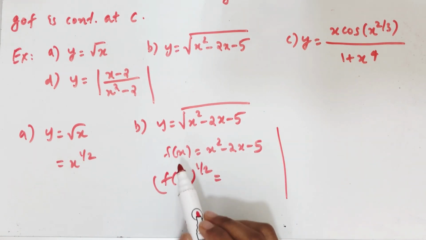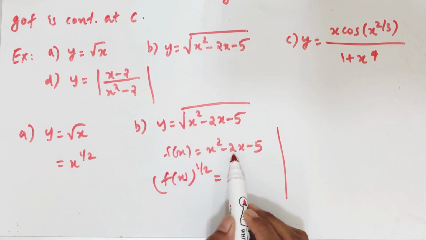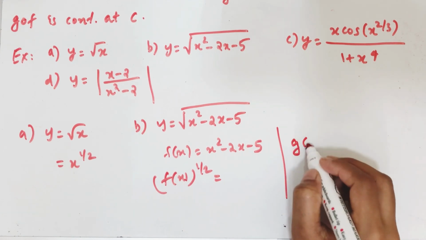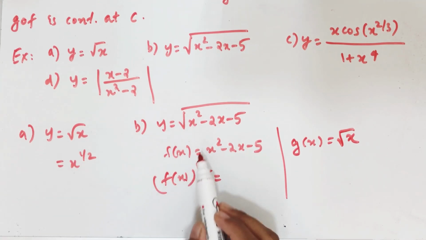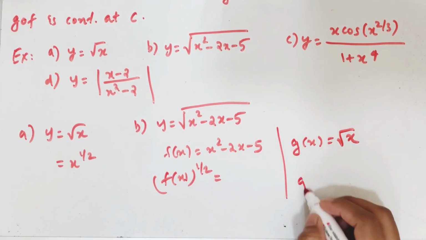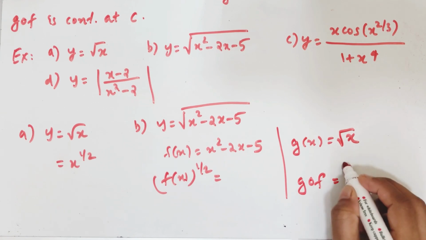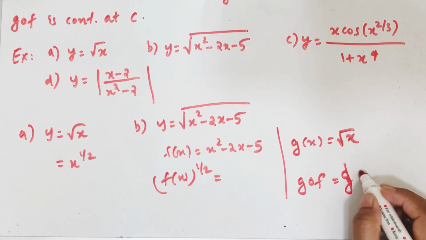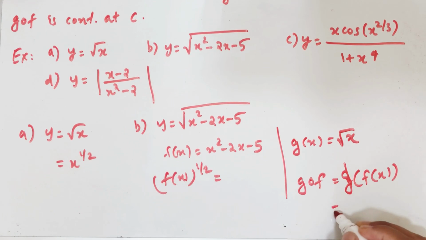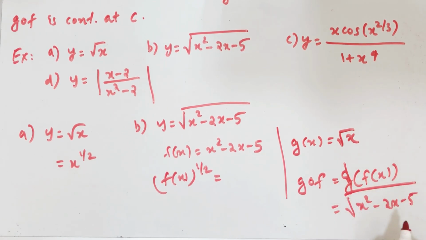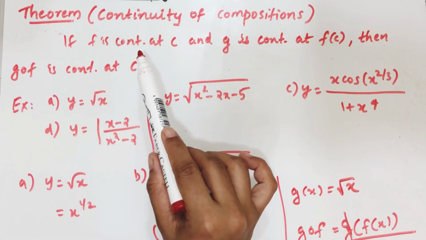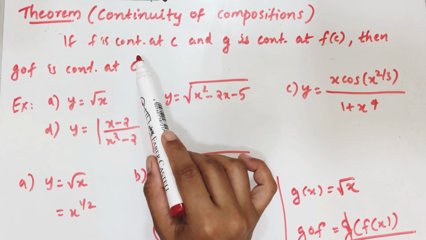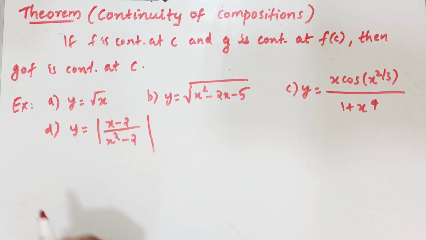Or we can say, take f of x is equal to x square minus 2x minus 5 and g of x is equal to root x. We have seen root x is continuous. f of x is also continuous. Therefore, g composite f is equal to root of g of f of x, which is equal to root of x square minus 2x minus 5, is also continuous by composition. The composition rule can be extended to a finite number of functions also.